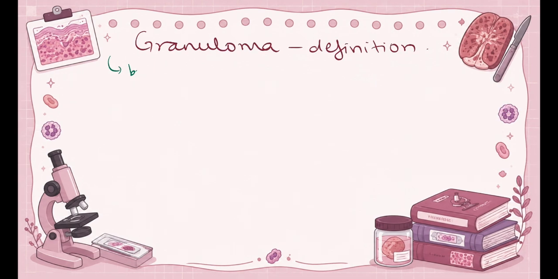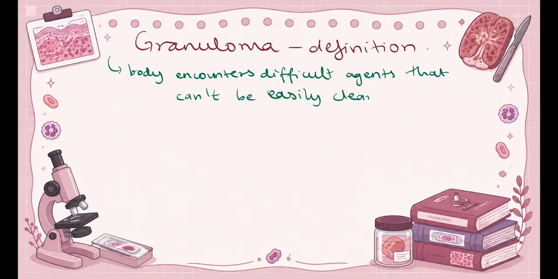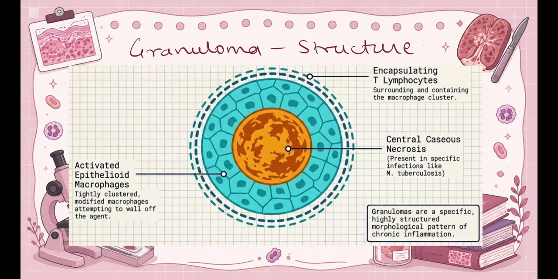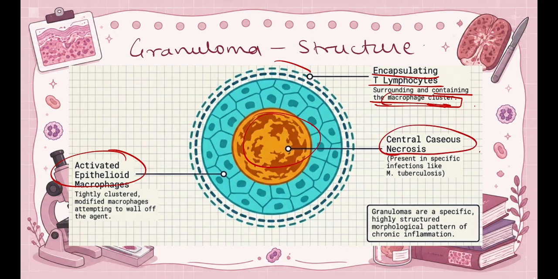Granulomas and macrophage activation provide containment and control. Sometimes the body encounters difficult agents that cannot be easily cleared. When this happens, it attempts a radical strategy of physical containment. The body creates a highly structured exclusion zone. We call this a granuloma. It has an outer layer of encapsulating T lymphocytes. This layer acts as a barrier. It surrounds an inner cluster of activated epithelioid macrophages. At the very center of this ring, there is sometimes a zone of completely dead cells. This is called caseous necrosis. We commonly see this specific pattern in infections like tuberculosis.